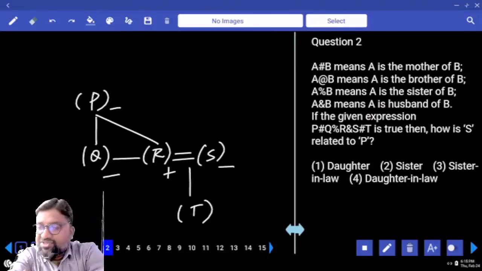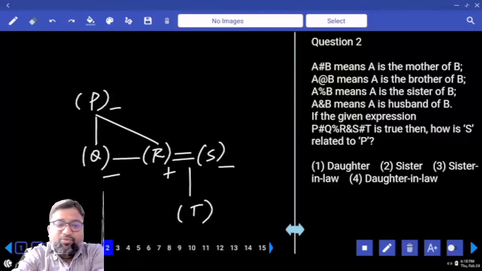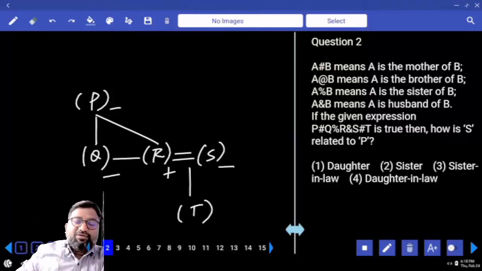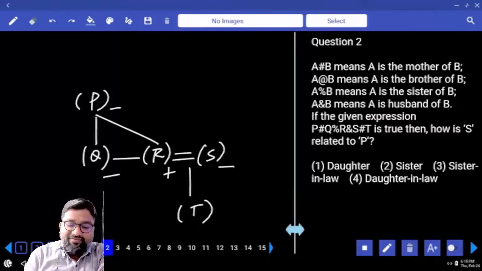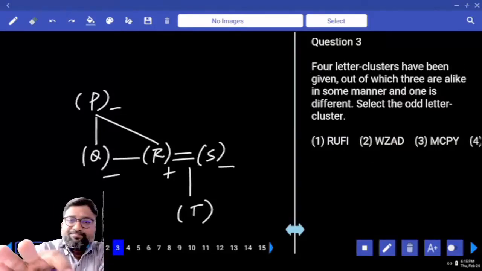Done? What's the question here? How is S related to P? Daughter-in-law. S is the daughter-in-law of P. P's son's wife. Next question.